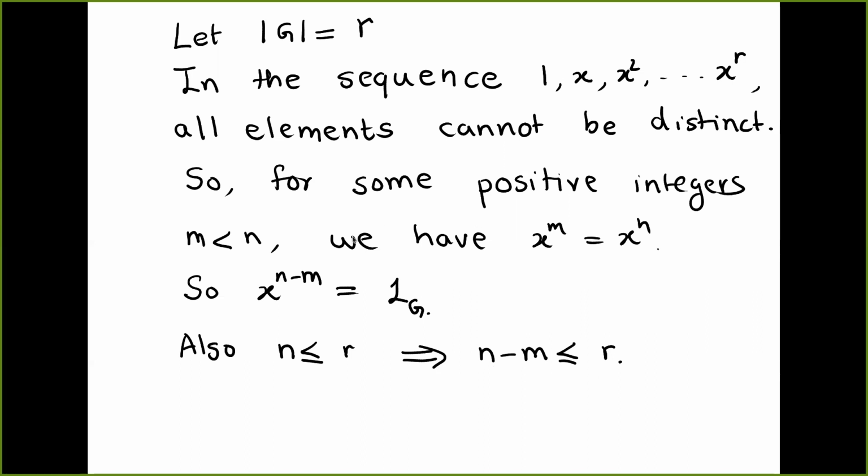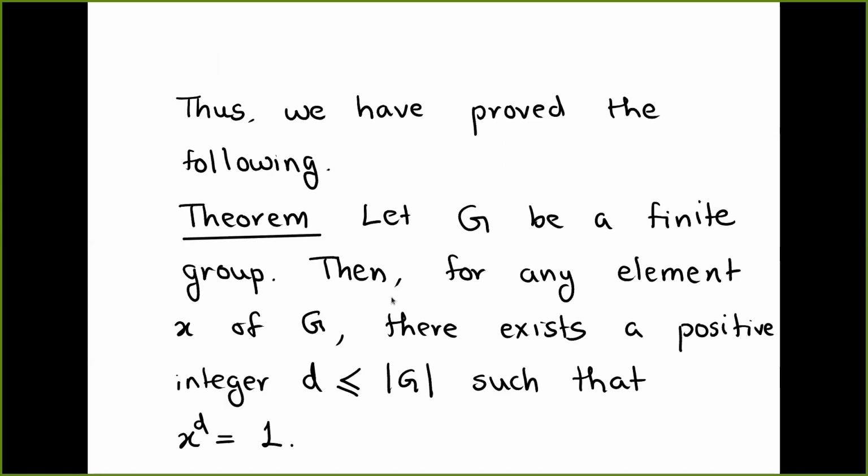That there is some integer which is less than or equal to r, such that x to the power that is equal to identity. So this is the result: let G be a finite group, then for any element x of G, there exists a positive integer d which is less than or equal to the order of the group, such that x to the power d is equal to 1. We will be talking about this in a little more detail later on, but for now, let's just go with this.